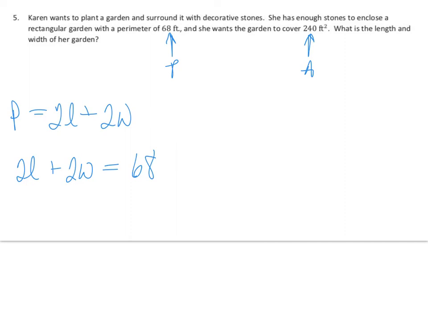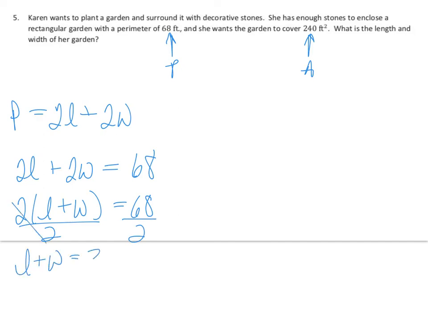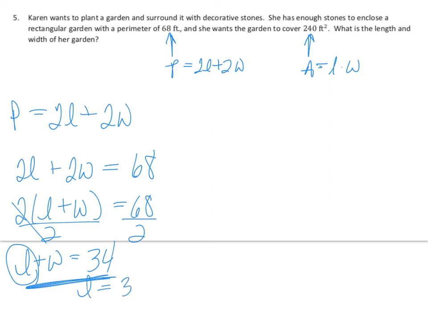Let's see what we can do with that. This is sort of a mess, isn't it? I'm going to factor a 2 out. I don't know why. Maybe because I can. And divide both sides by 2. So length plus width equals 34. Ooh, I know. Perimeter equals 2 times length plus 2 times width. Area equals length times width. Let's go ahead and solve this for one of the variables and then plug it into area. Okay? So I'm going to say length equals 34 minus W.